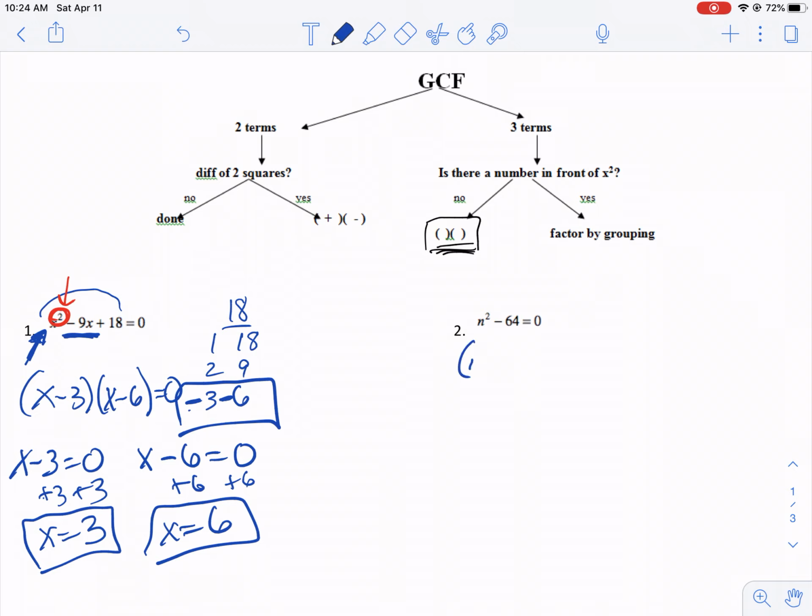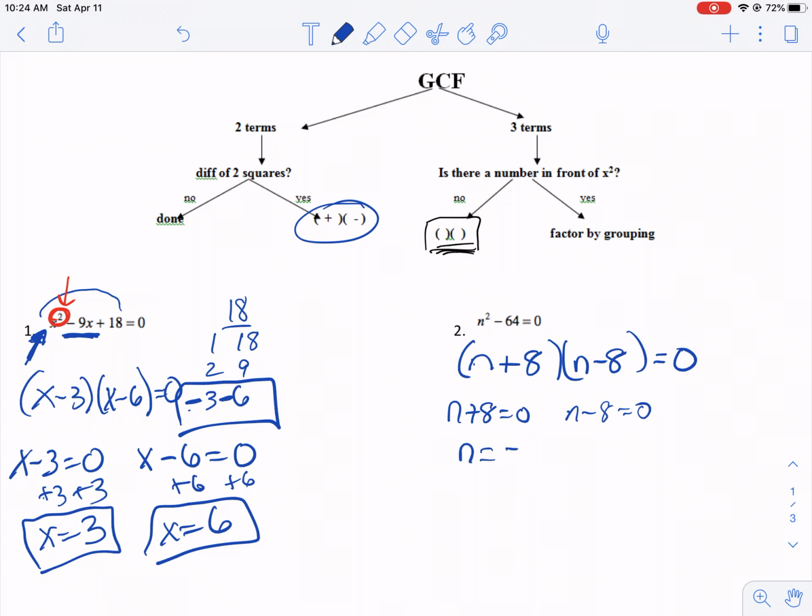So I go straight to parentheses. These parentheses are going to be identical, except one's going to have a plus, one's going to have a minus. So n plus, n minus, and 8 times 8 makes 64. So that's what you would get when you factor. Third step says take each factor and set it equal to 0 and solve. So n is negative 8 and n is positive 8. And there are the 2 roots that you would get from this quadratic equation.